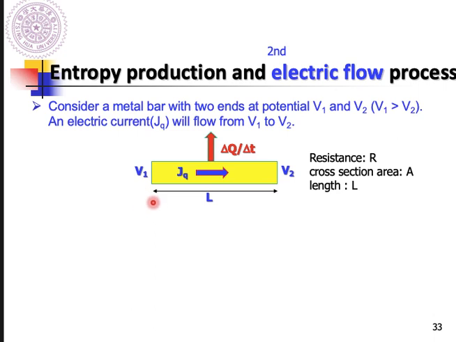So what we have here is a yellow metal bar, and this metal bar with the resistance R, cross-section area A, and also the length L. And we apply an electrical potential across the two ends of this material, V1 and V2. And here V1 is larger than V2, so we get the electrical current I passing through this metal material.